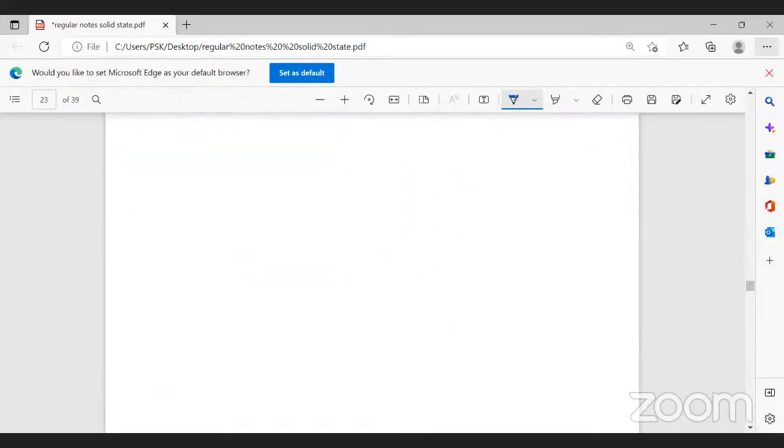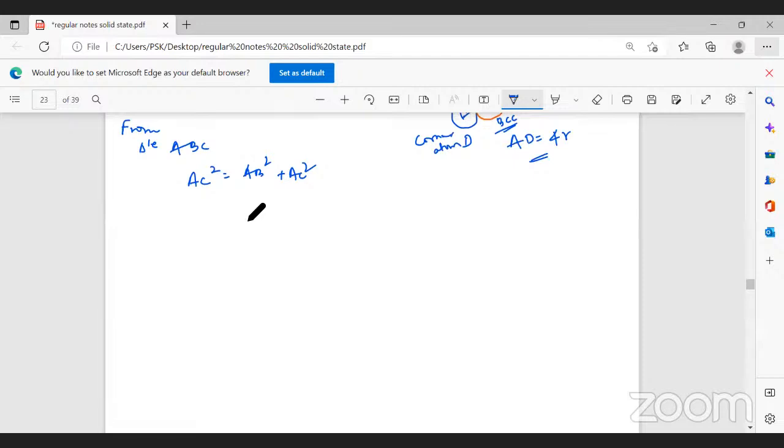Yes, sir. Now, what is the edge length? Normally, we represent edge length by the letter A. AC square will be equal to A square plus A square, or AC will be equal to square root of A square plus A square. Or we can write AC as the square root of 2A square, or root 2A. Is it possible? Yes, sir. This is from the triangle ABC.